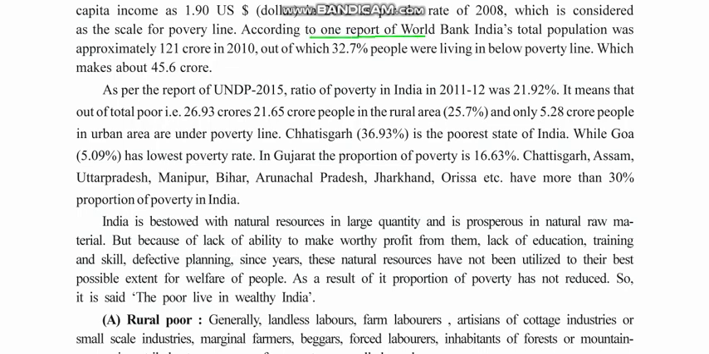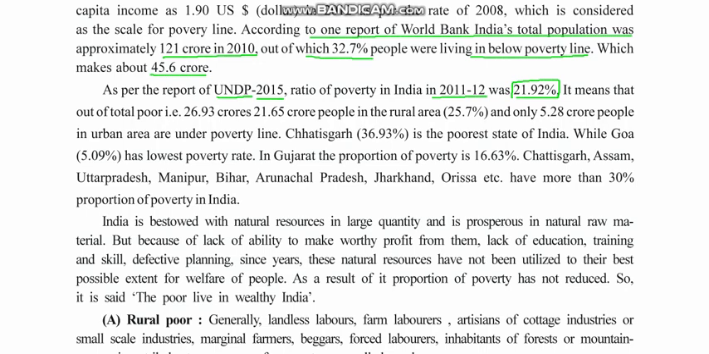According to one report of the World Bank, India's total population was approximately 121 crore in 2010, out of which 32.7 percent of people were living below the poverty line at that time, which is about 45.6 crore people. That is a huge number of people living below the poverty line, and that was a great concern for the government also. As per the UNDP report, UNDP stands for United Nations Development Program. Remember, United Nations Development Program 2015: the ratio of poverty in India in 2011-12 was 21.92 percent, meaning about 21.92 percent of people were living below the poverty line.